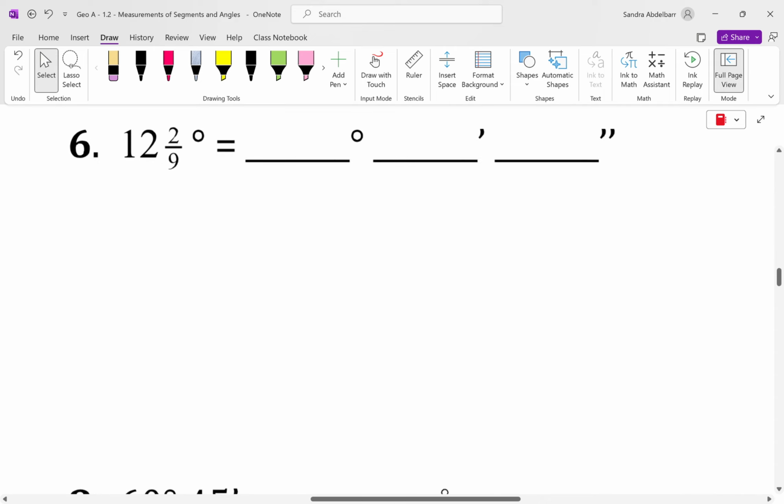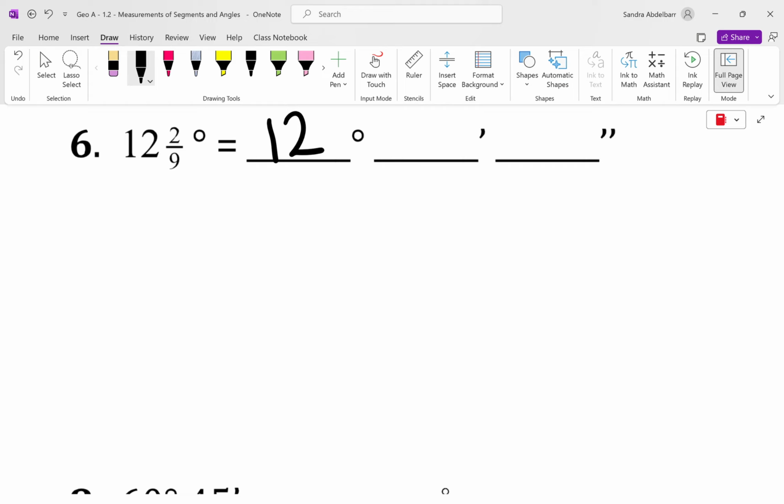All right, number 6 is going to be a little bit of work. Maybe write a little small because we're going to have a lot going on. So this sort of follows what I told you to do before, right? Keep our whole number, change our fraction. How do we change the fraction? We multiply it by 60 over 1. You got it.